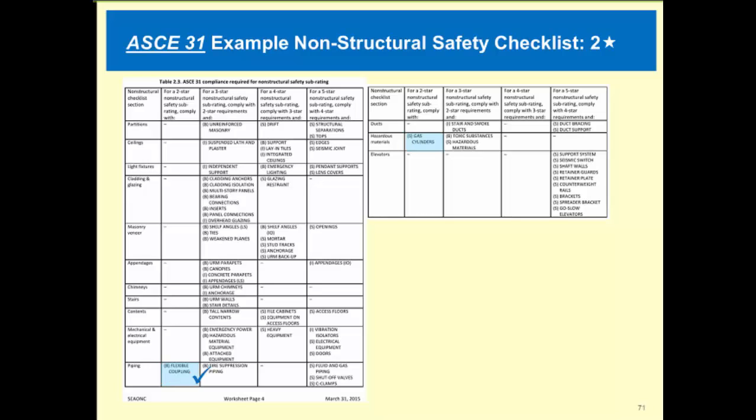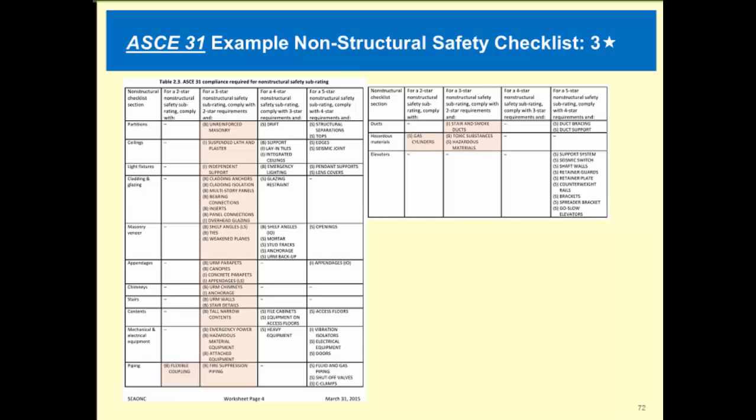And again, if you were to do Tier 2, you could say, well, maybe the displacements are big enough that the flexible coupling isn't required. Generally you would put flexible couplings there. If it's not compliant, you would probably go in and fix that anyway. But that would now allow you to get up to 2 stars.